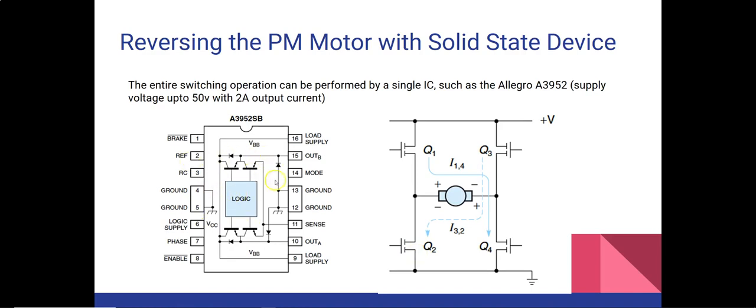Now if you notice, this IC is also using 4 transistors. This is the first, second, third and fourth. All these 4 transistors are controlled by the internal logic and they operate in pairs.